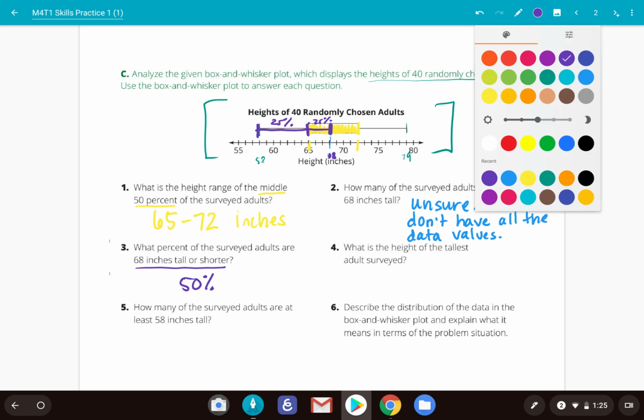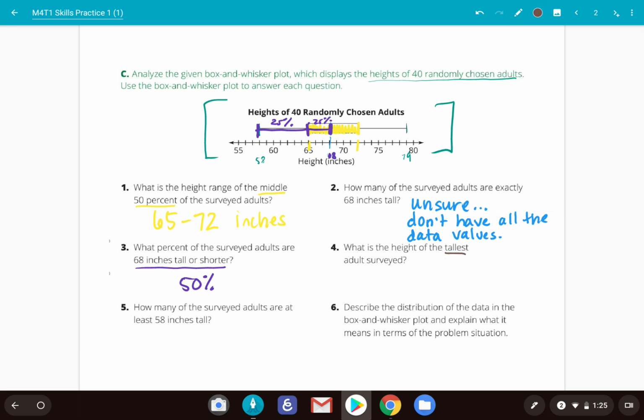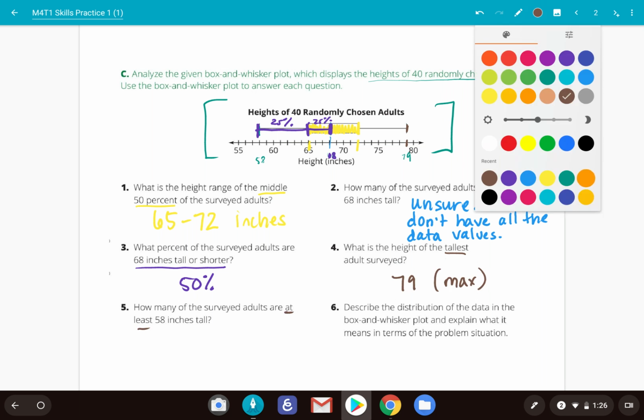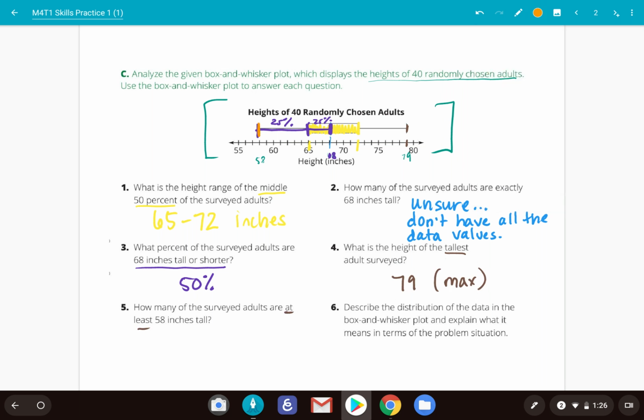Number 4, what is the height of the tallest adult? That's going to be 79. That's your max. Number 5, how many of the surveyed adults are at least 58 inches tall? Here's 58 right here, and it looks like 100% of the people are 58 inches or taller.